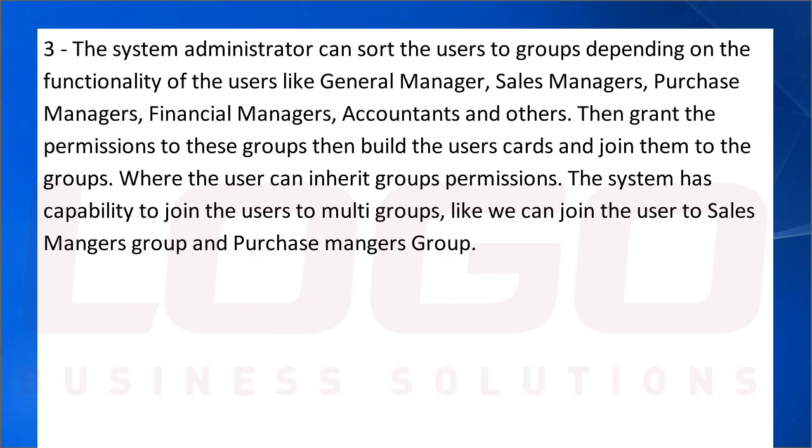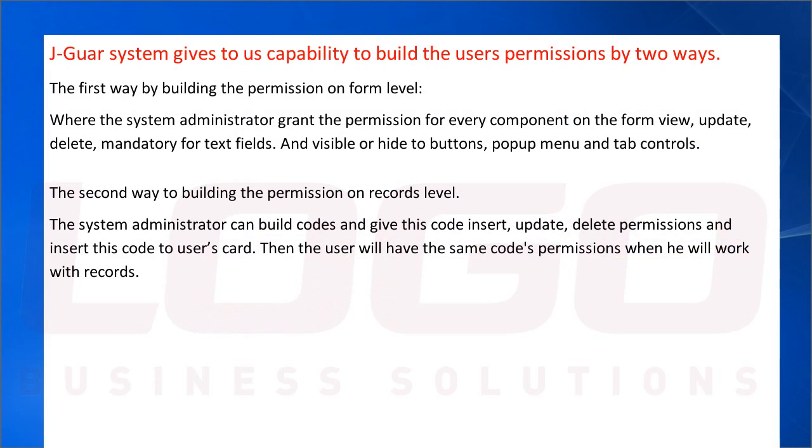Then grant the permissions to these groups, then build the users cards and join them to the groups, where the user can inherit groups permissions. The system has capability to join the users to multi-groups, like we can join the user to sales managers group and purchase managers group. Jaeger system gives to us capability to build the user's permissions by two ways.